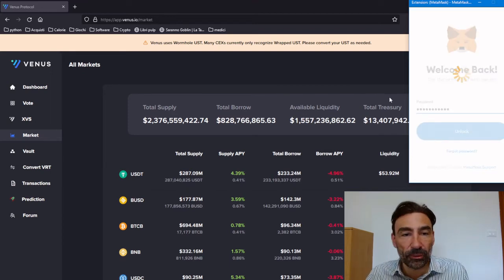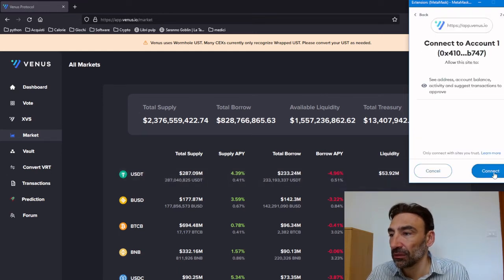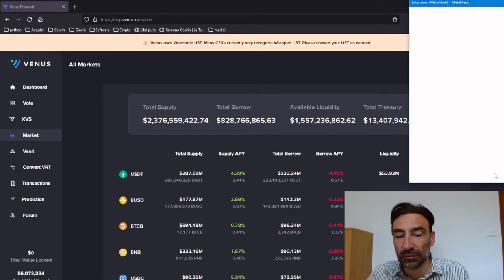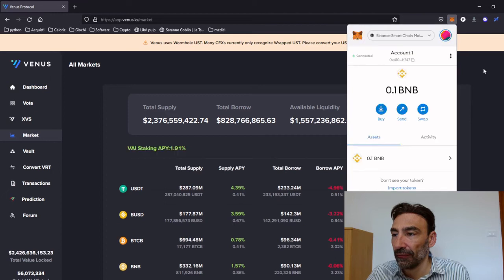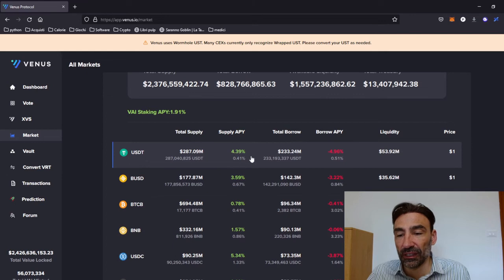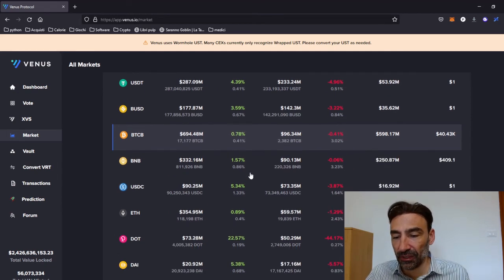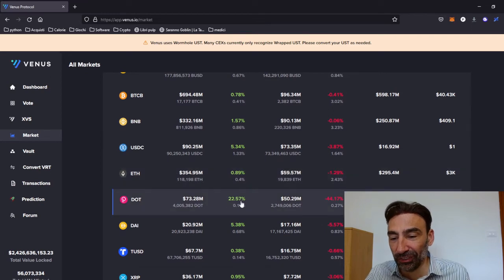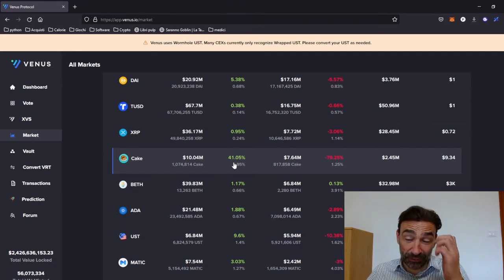Okay. Which blockchain is this one? No, I don't know. Binance, perhaps. Yes. Connect. Okay, I don't have any idea which blockchain is this one. Perhaps Binance. Yes, Binance Smart Chain. Okay, for example, I can supply USDT and get a 4.39% of interest. Bitcoin only 0.78. This is because many people want to supply Bitcoin and Ethereum. I can supply DOT and get a 22.57, or Cake and get a 41.05, but there are better places to supply Cake.